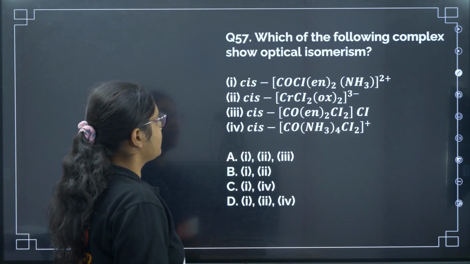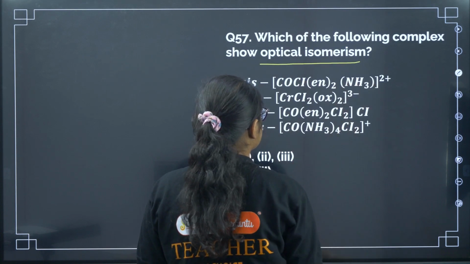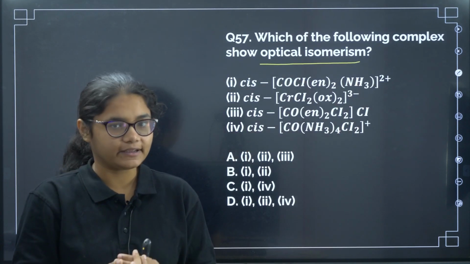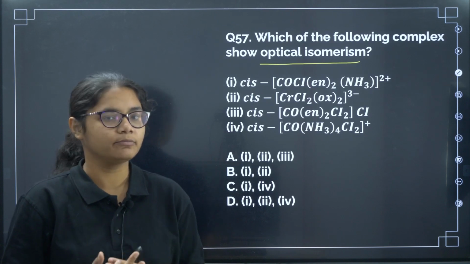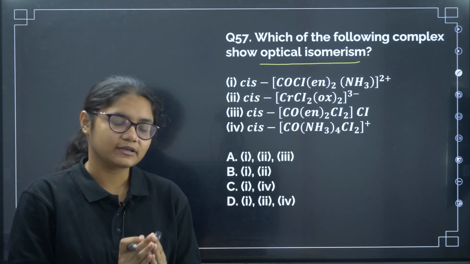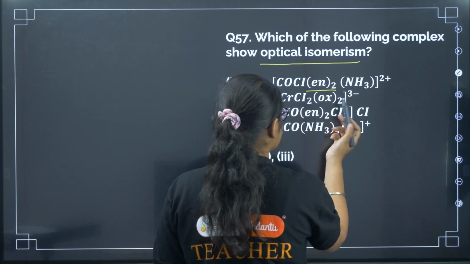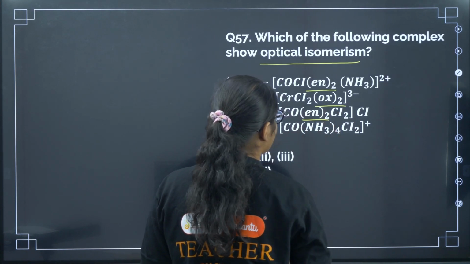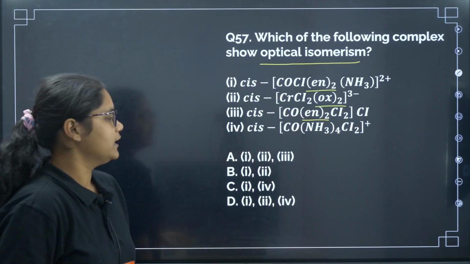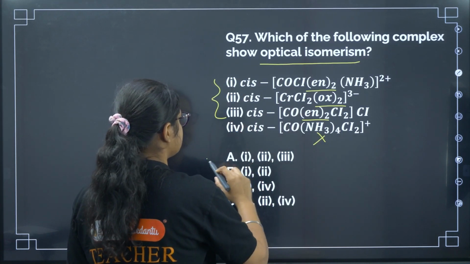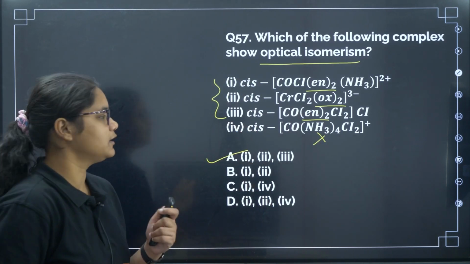Next, which of the following complexes will show optical isomerism? Whenever chelating ligands are there, the cis form of the chelating ligands will give you optical isomerism. So you can see here en is a chelating ligand, ox is a chelating ligand, again en is a chelating ligand here, and [Co(NH3)6] will not show. So the correct answer for this question will be option number A, that is 1, 2 and 3.